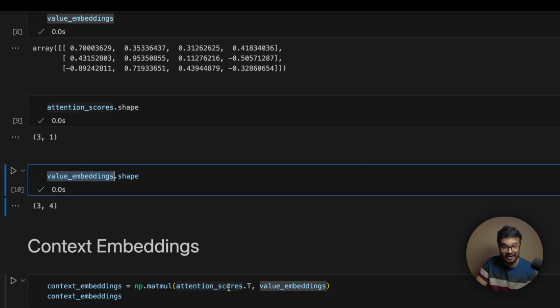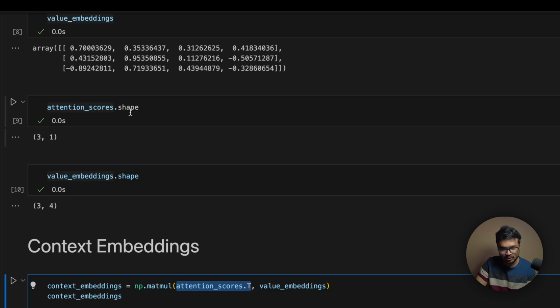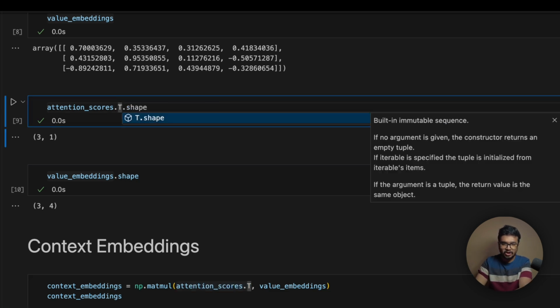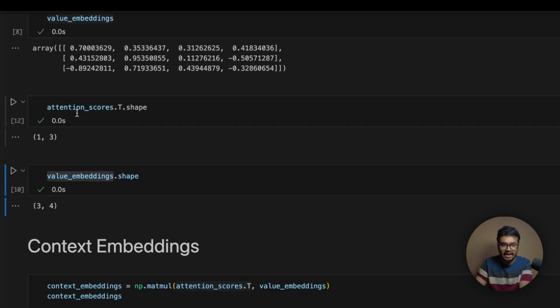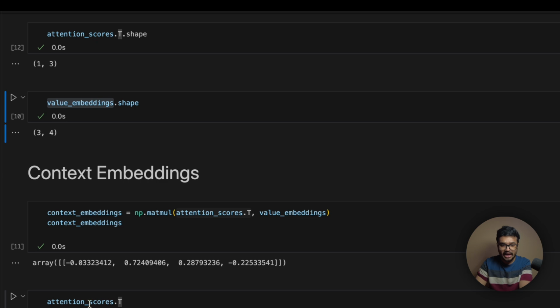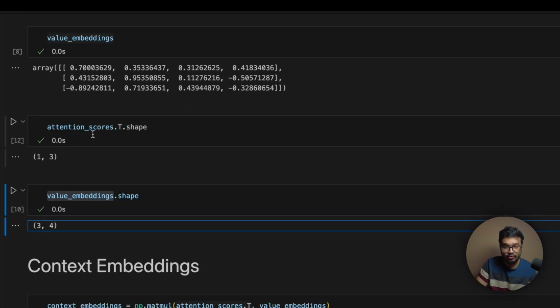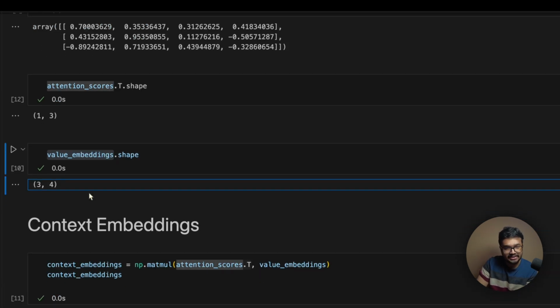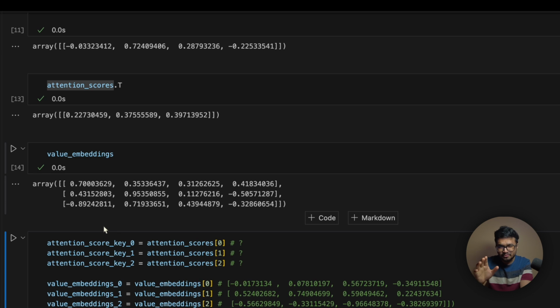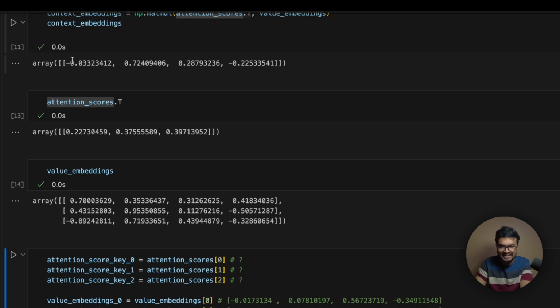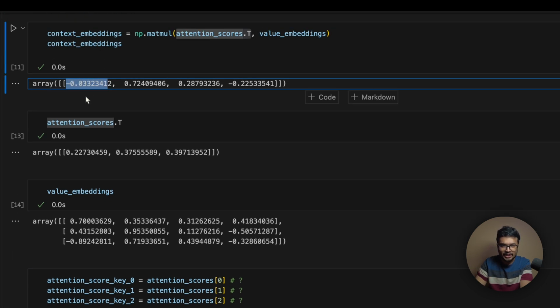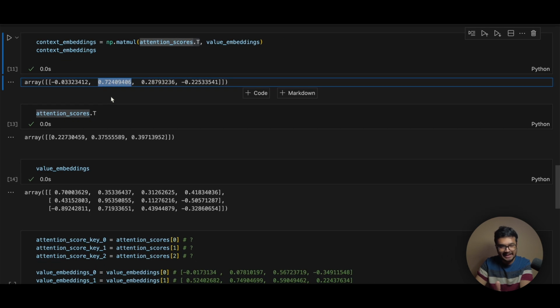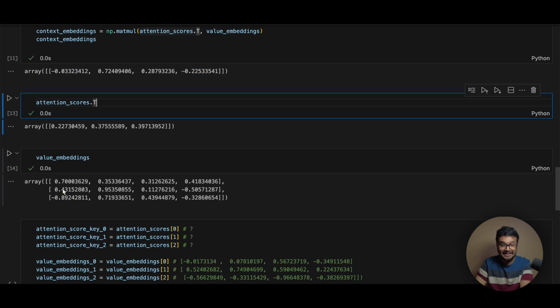and basically multiplying them. We are transposing the attention scores first so that from 3, 1 it becomes 1, 3, and when we do this product we have the shape of 1, 4, where we will basically be averaging all of those numbers. So let's break down how exactly these numbers have come. So you saw that the context embedding is minus 0.03, 3.72. How are these numbers coming? Well, let's look at that.